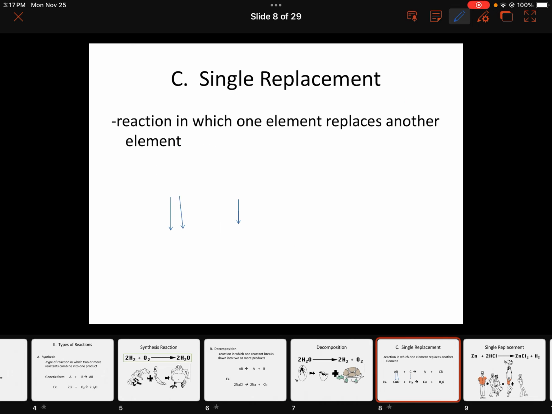Our next type, single replacement. Single meaning one element replaces another. Before we look at the last one, notice A and B are together, and C is all by itself. And so what happens with this one? The C is going to come over here. It's going to push out the A. And so now notice A is by itself, C and B are together. So one element got replaced by another. The A got pushed out and it got replaced by the C.